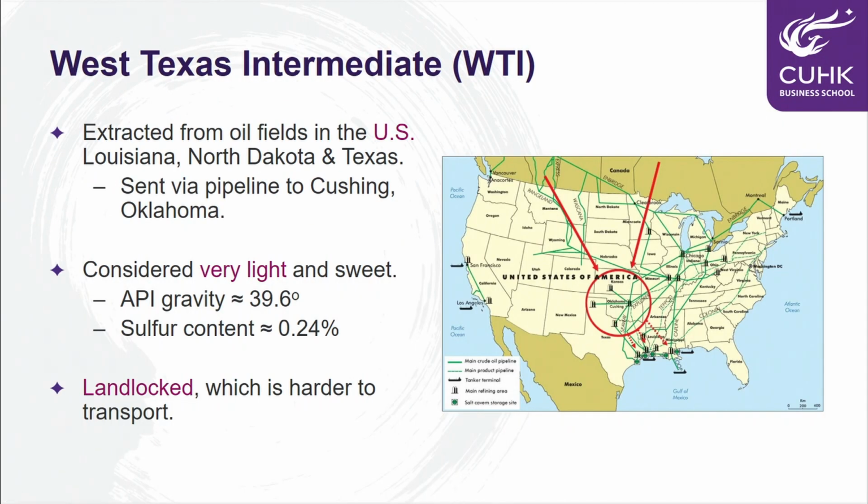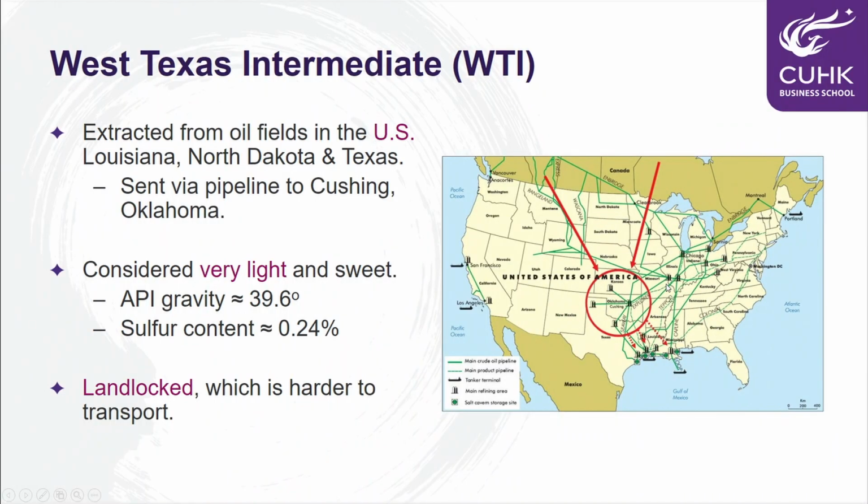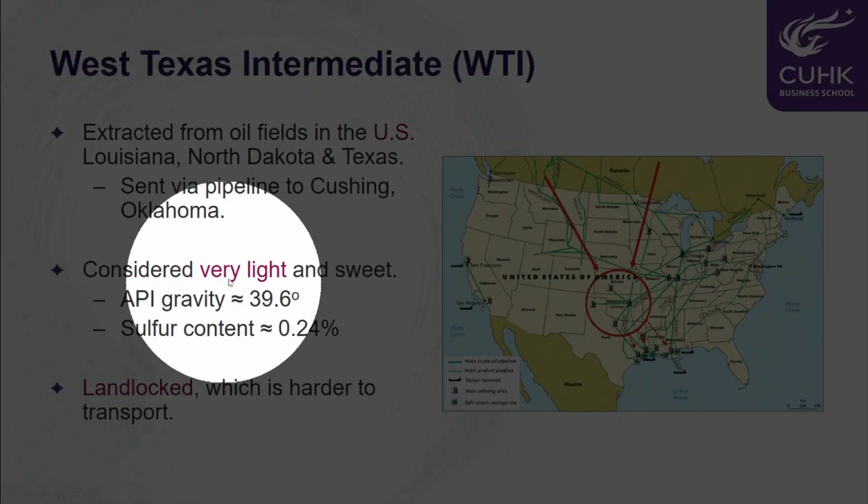WTI represents West Texas Intermediate, the major oil actually produced in the United States. Once it is extracted from the oil wells in the United States, it will be transported via pipeline to a place called Cushing, Oklahoma.